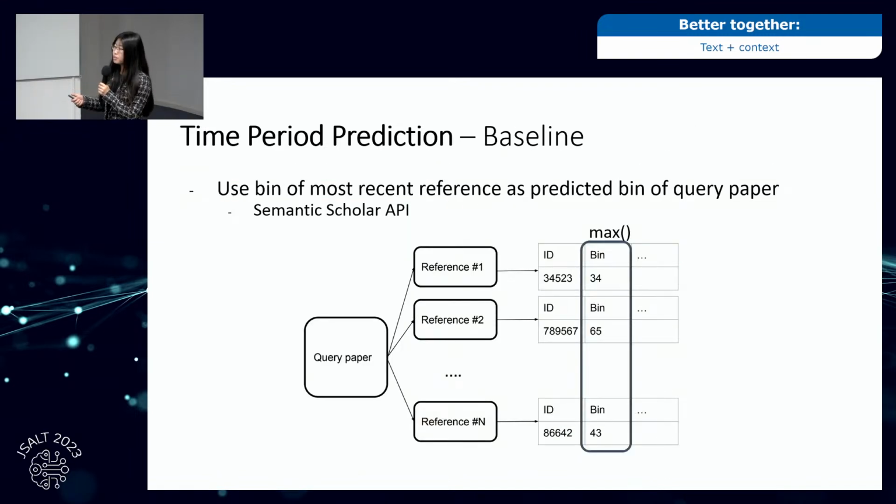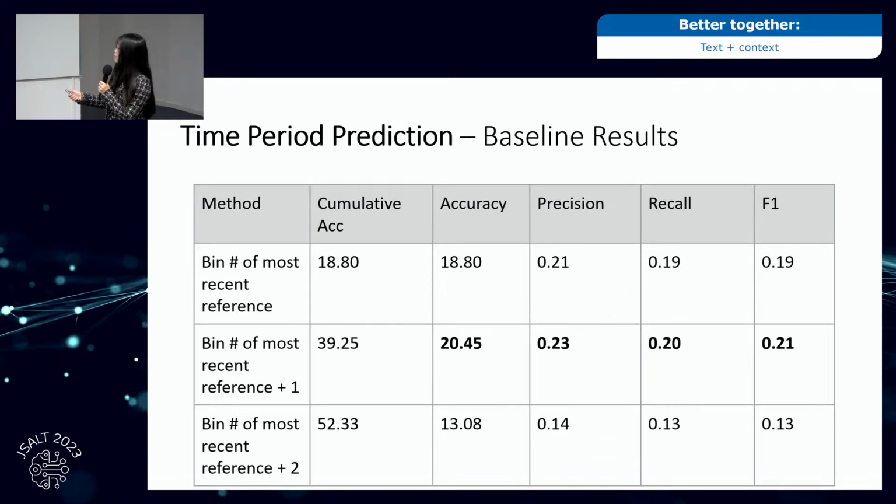For the baseline, we're just using the most recent reference. Basically, we have our query paper, we get the list of references from Semantic Scholar, and we take the max of the bin numbers. I also tried the bin +1 and +2, and we can see that for the same bin or the bin +1, we get about 18% and 20% accuracy just from that. If we take the cumulative accuracy from the same bin, +1, or +2, we get about 50%, which indicates that for about 50% of the papers, we can get it just from being within 2 of the most recent reference's bin.